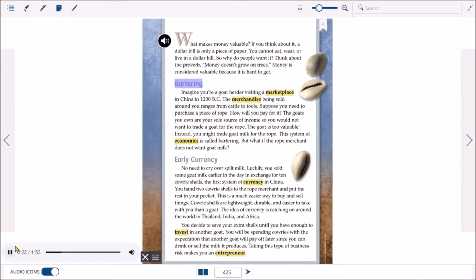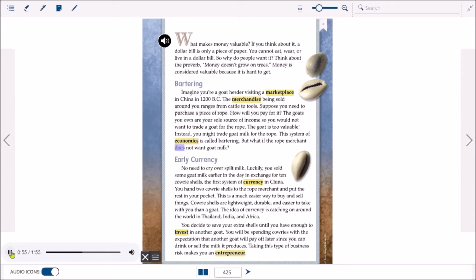Bartering. Imagine you're a goat herder visiting a marketplace in China in 1200 BC. The merchandise being sold around you ranges from cattle to tools. Suppose you need to purchase a piece of rope. How will you pay for it? The goats you own are your sole source of income, so you would not want to trade a goat for the rope. The goat is too valuable. Instead, you might trade goat milk for the rope. This system of economics is called bartering.